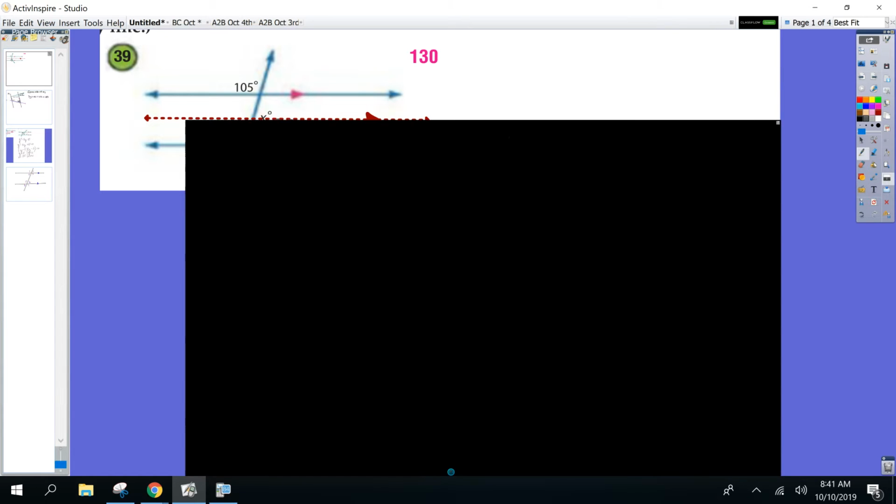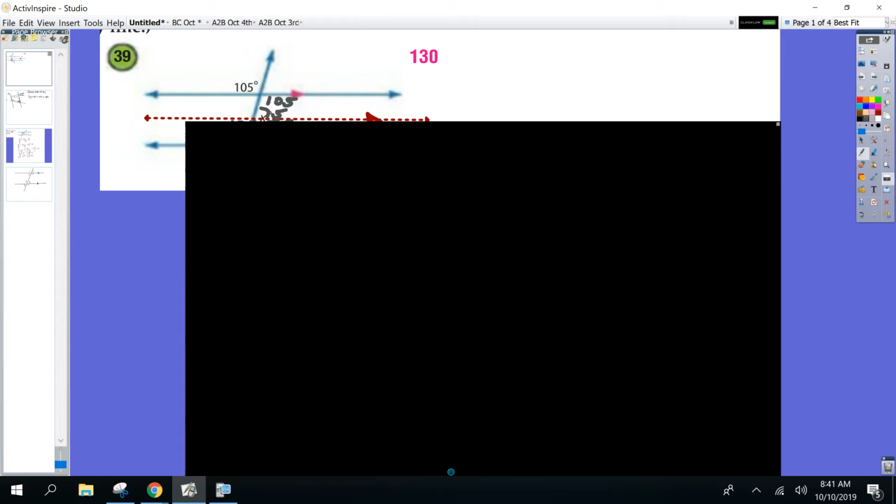Let's go up top. 105. Do you want the supplementary or the vertical one for this one? I don't care. Vertical or supplementary one? Vertical, fine. That's 105 as well. They're congruent. Now, ready? Those 2 lines are parallel. What are these types of angles called right here? Same side interior. They're supplementary. So if that's 105, this angle will be 75, and now take a look.